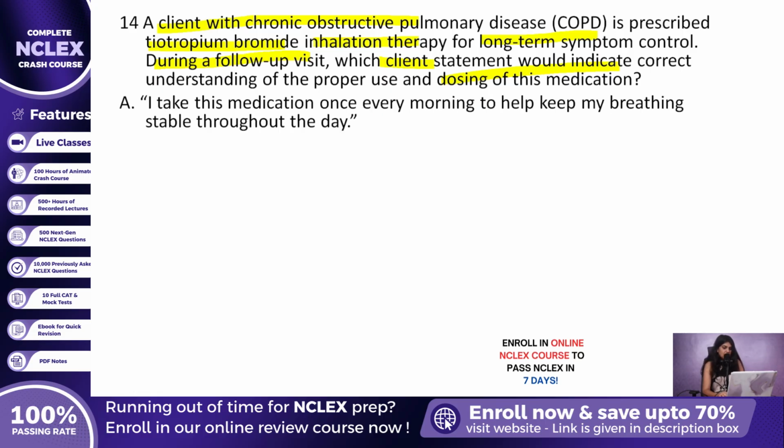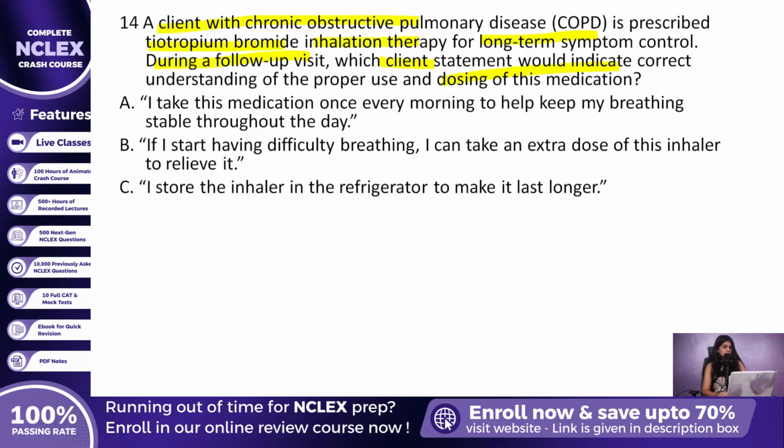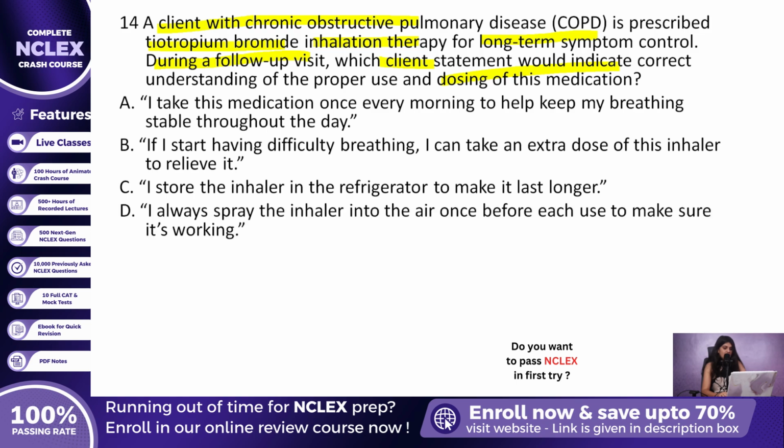Option A. I take this medication once every morning to help keep my breathing stable throughout the day. Option B. If I start having difficulty breathing, I can take an extra dose of this inhaler to relieve it. Option C. I store the inhaler in the refrigerator to make it last longer. Option D. I always spray the inhaler into the air once before each use to make sure it's working. Now let us break this down to identify the response that demonstrates proper understanding.